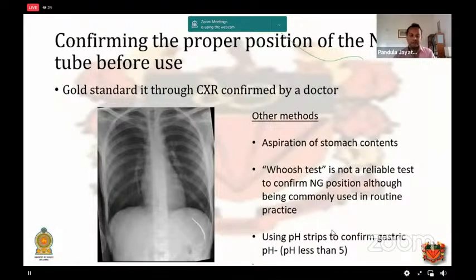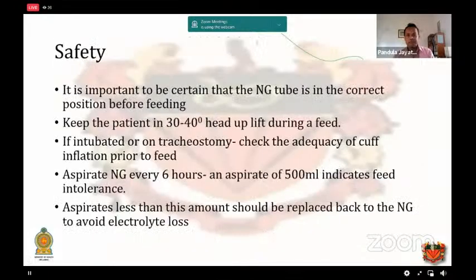Even though this is not the gold standard, this is a commonly practiced method to confirm the NG tube position. Another method would be to use a pH strip to confirm the acidity of the stomach content. What are the safety measures you should follow during NG tube feeding?